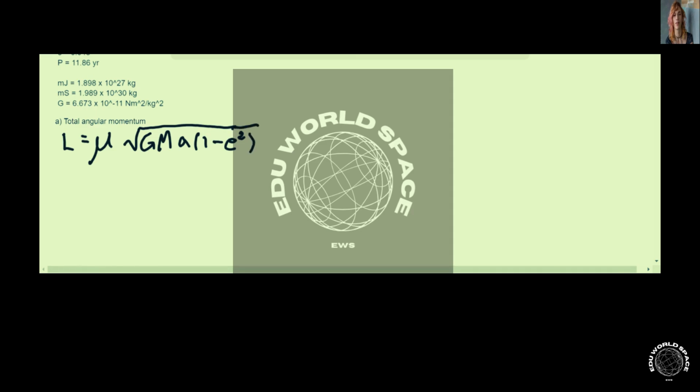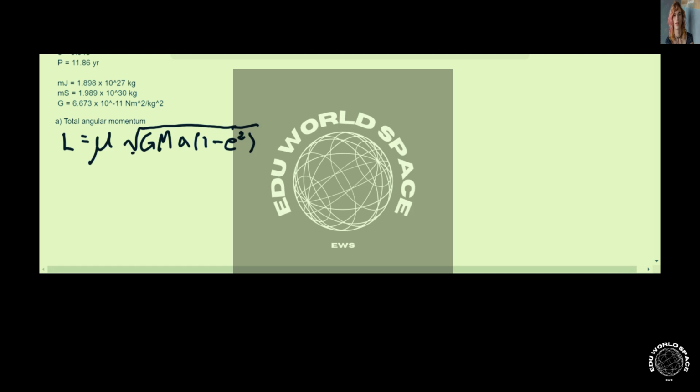Now, several of those numbers were given in the problem. Those are listed up in the upper left-hand corner here. We have that the semimajor axis A is 5.2 astronomical units, the eccentricity is 0.048, and the period, which we'll need later in the problem, is 11.86 years. In order to solve the problem, we're also going to need a few other constants, including the mass of Jupiter, the mass of the Sun, and the gravitational constant G. So I've listed those in the upper left as well, mJ, mS, and G.